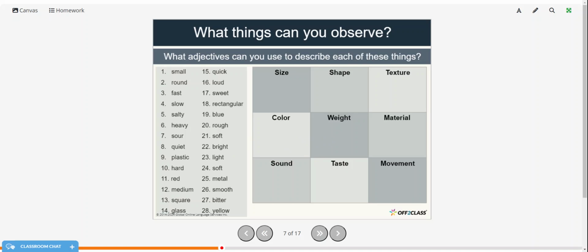Again, soft, material or texture. Metal would be material. Smooth texture. Bitter taste, and yellow color.